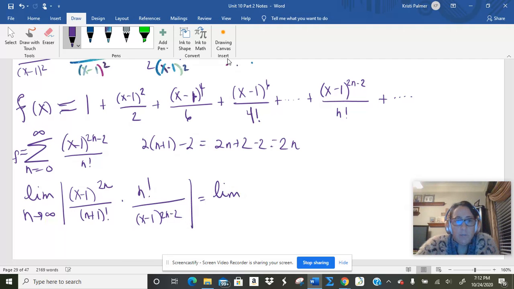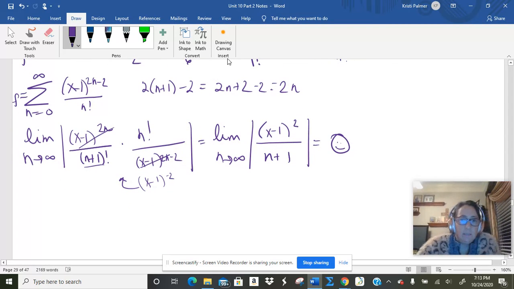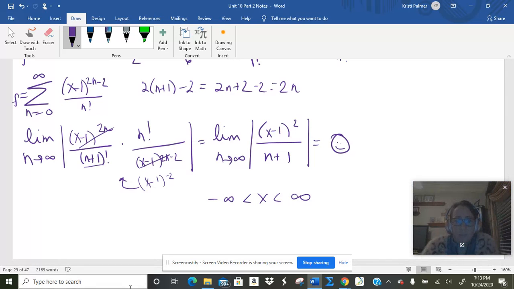Okay, I'm going to reduce this a little bit. So this would be x minus 1 to the negative 2 when those cancel, so I'm going to go ahead and bring it up above and make it a positive 2. And then I'm left with just the n plus 1 on the bottom. So as I go to infinity, oh my gosh, it's our favorite. We get 0. So this interval of convergence is from negative infinity to infinity. It converges everywhere.